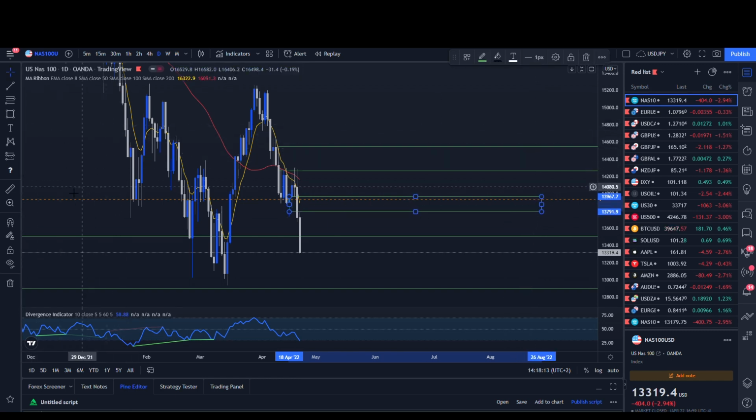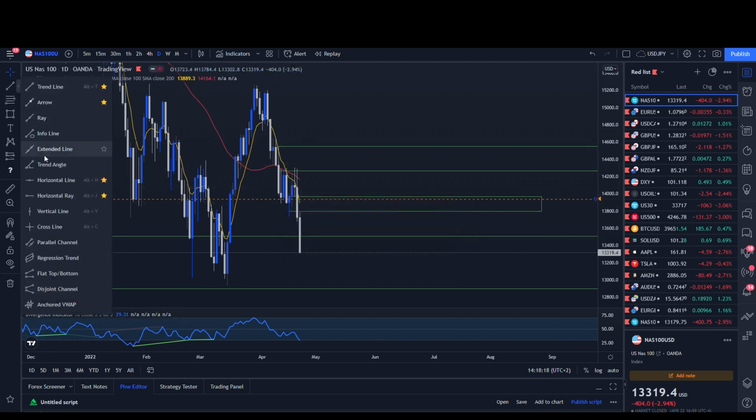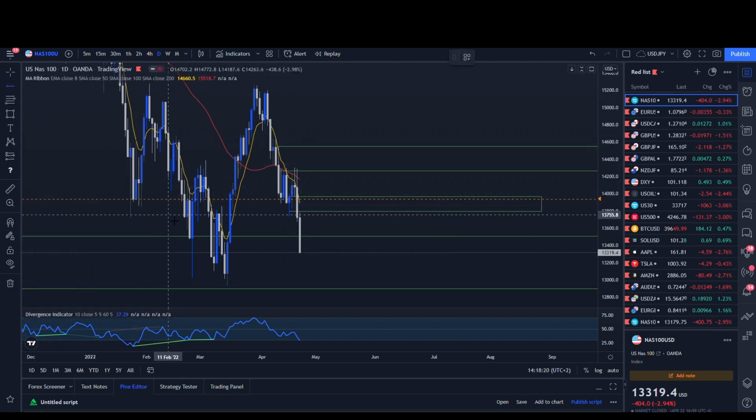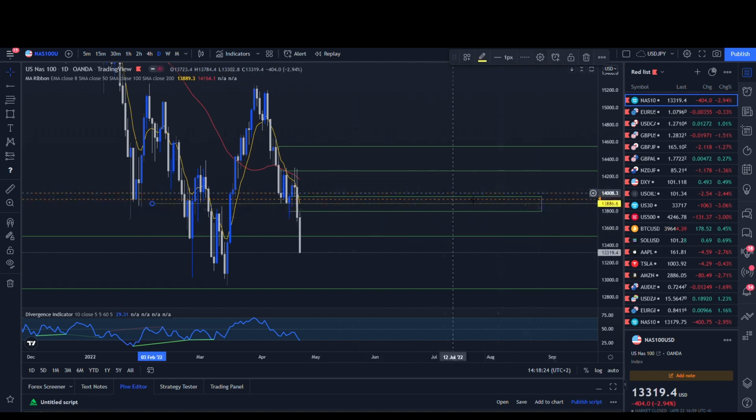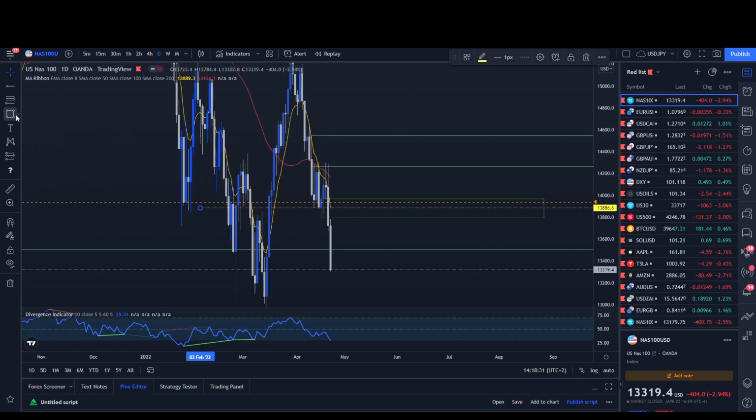Right, and what I want you guys to take note of is this mid-level here. That's a sentiment for this imbalance that's up here. So what I do want to see on the Nasdaq is, I'm going to tell you what I want to see, and then I'm going to tell you what my suspicions are in terms of that.